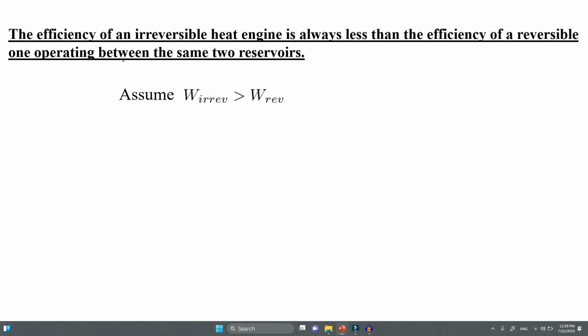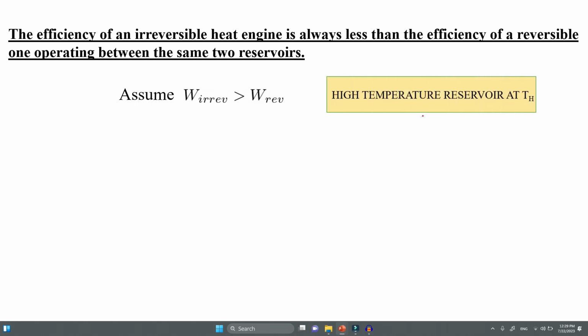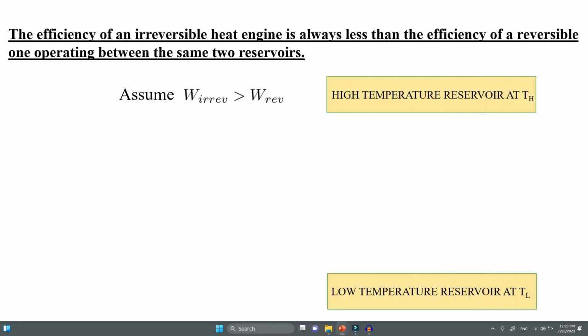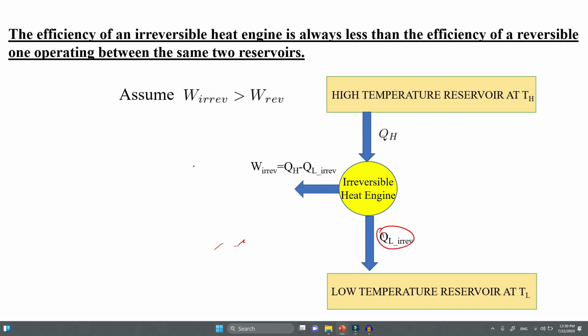Let us try to prove the first principle, that is, the efficiency of an irreversible heat engine is always less than the efficiency of a reversible one operating between the same two reservoirs. We will take a high temperature reservoir and a low temperature reservoir, and first consider an irreversible heat engine. It takes in heat QH and rejects QL irreversible. Then it produces an irreversible work, that is QH minus QL irreversible.